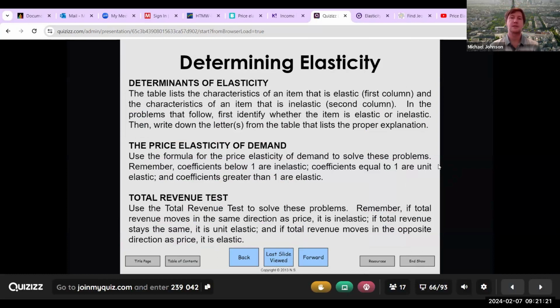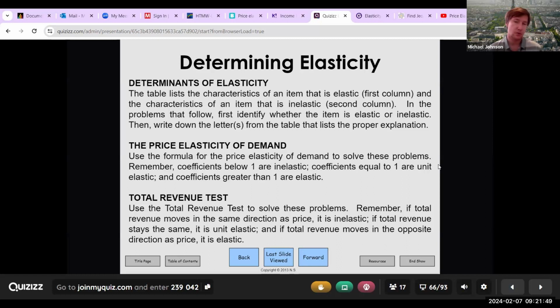The determinants of elasticity. The table lists the characteristics of an item that is elastic, first column, and the characteristics of an item that is inelastic, second column. In the problems that follow, first identify whether the item is elastic or inelastic, then write down the letter from the table that lists the proper explanation. Price elasticity of demand: use the formula for price elasticity of demand to solve these problems. Remember, coefficients below 1 are inelastic, coefficients equal to 1 are unit elastic, and coefficients greater than 1 are elastic.